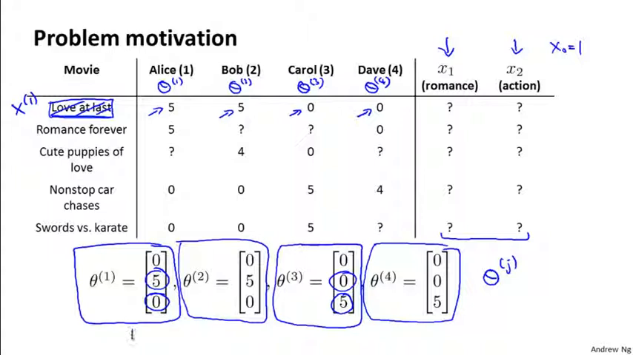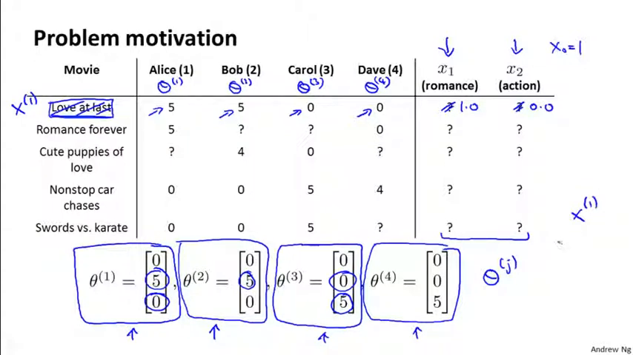Well, we know from the feature vectors that Alice and Bob love romantic movies because they told us that, the 5s here. Whereas Carol and Dave, we know that they hate romantic movies and that they love action movies. So, because those are the parameter vectors that users 3 and 4, Carol and Dave gave us. And so based on the fact that movie 1 is loved by Alice and Bob and hated by Carol and Dave, we might reasonably conclude that this is probably a romantic movie, and it's probably not much of an action movie.